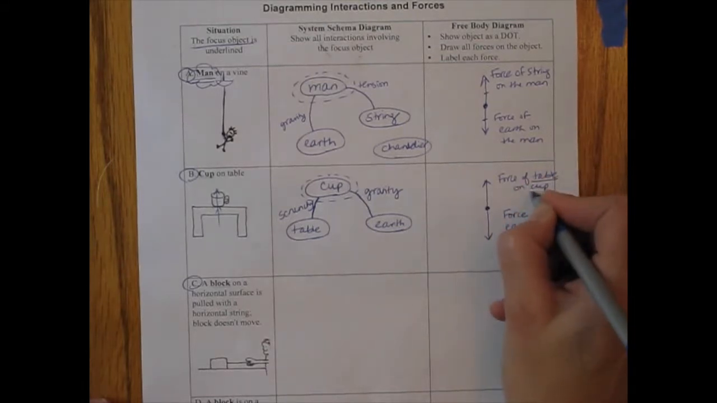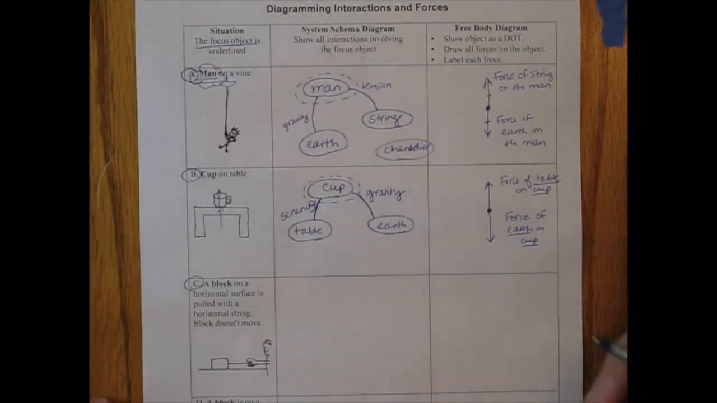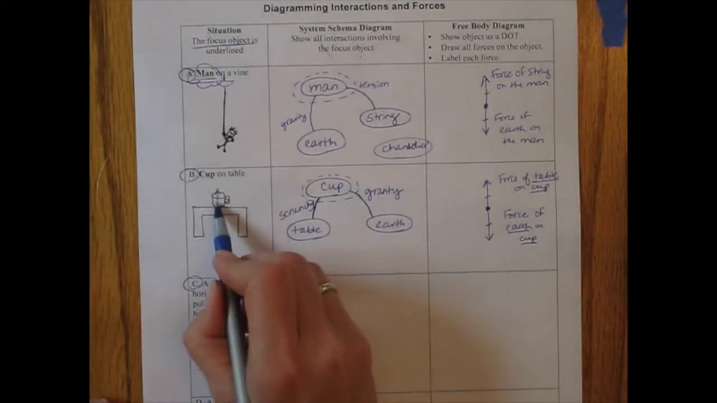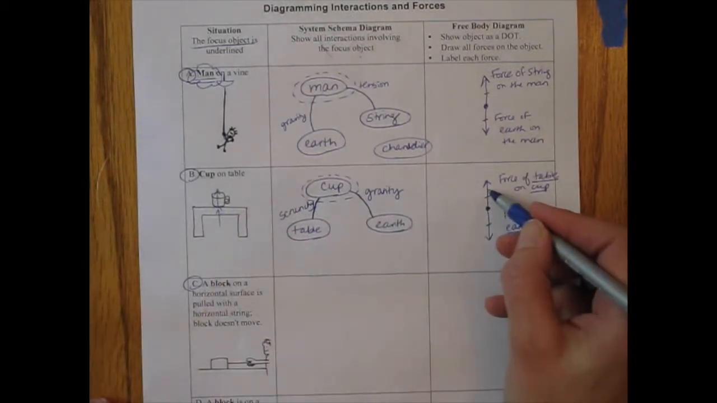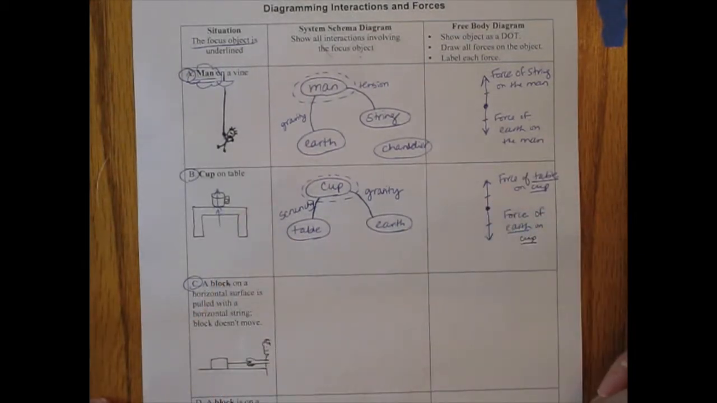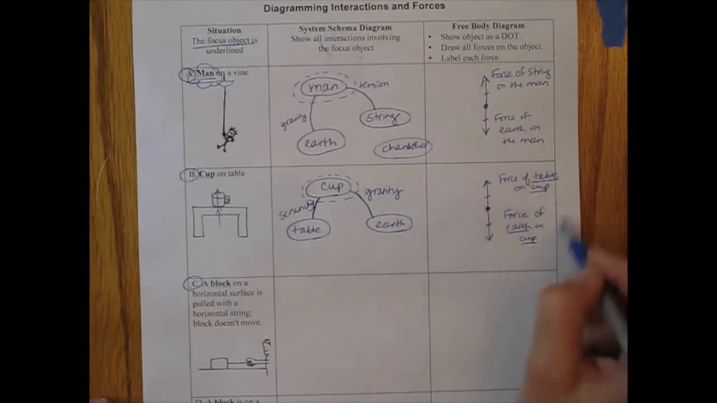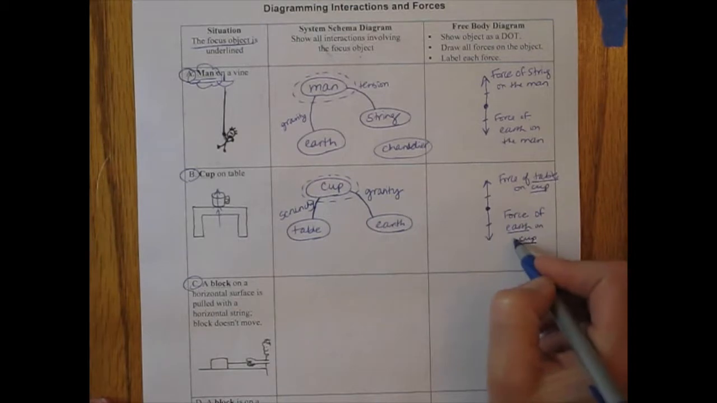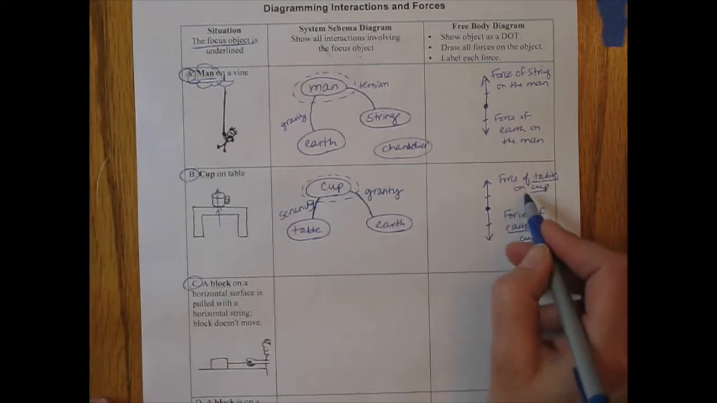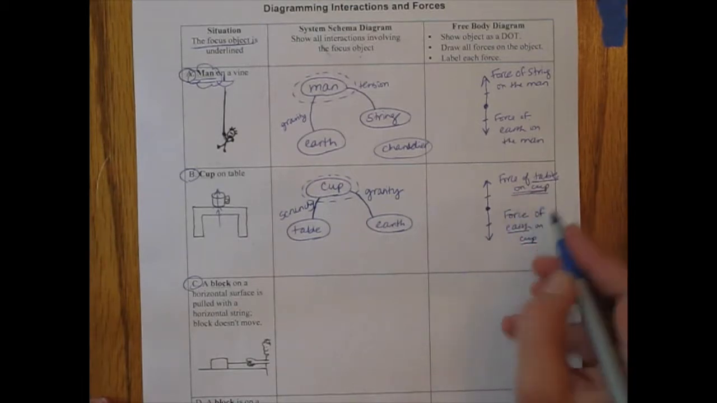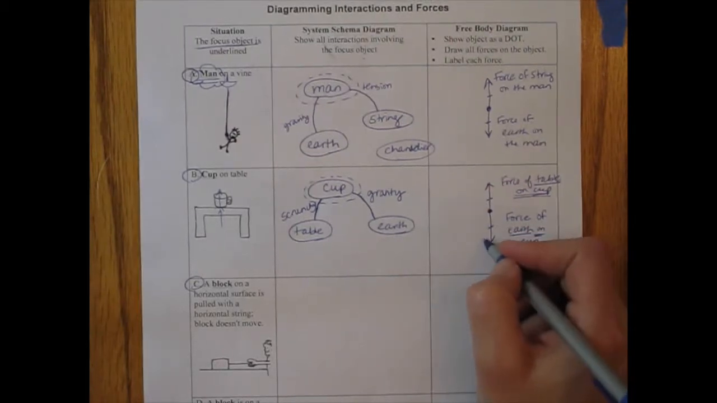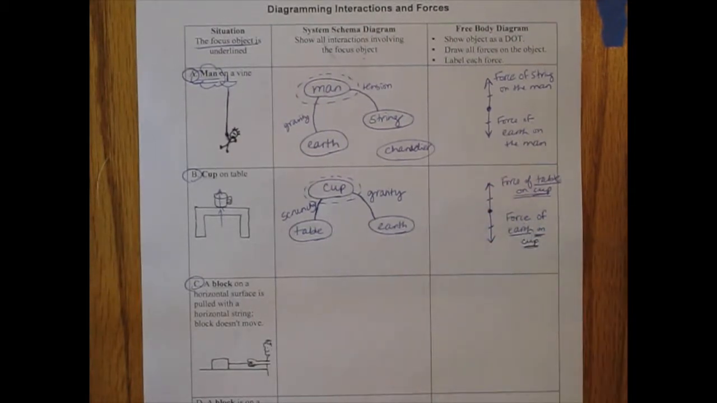Okay, notice that we're mentioning the objects that are interacting. And these forces have equal magnitude because there are only two and it's at rest. So I can conclude that they must be balanced. Also, when you're doing a free body diagram, notice that you're only including forces on one object. So this is on the cup and this is on the cup. All the forces on this picture should be forces on the cup.